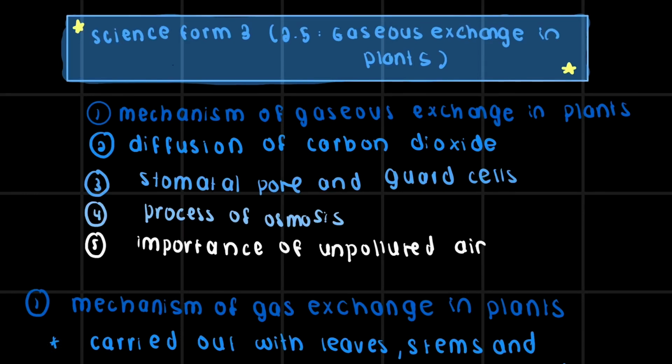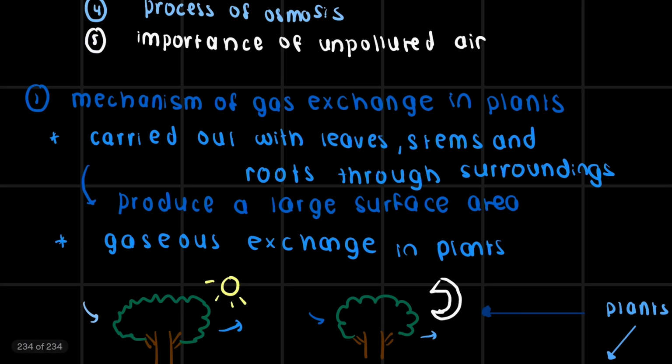Hello everyone, welcome back to part 2 of Science Form 3 subtopic 2.5 Gaseous Exchange in Plants. In the last part, we learned about the mechanism of gaseous exchange in plants, where we learned what happens in day and night. Now in this video, I'd like to explain the diffusion of carbon dioxide during the process of photosynthesis. Okay, so let's get right at it.